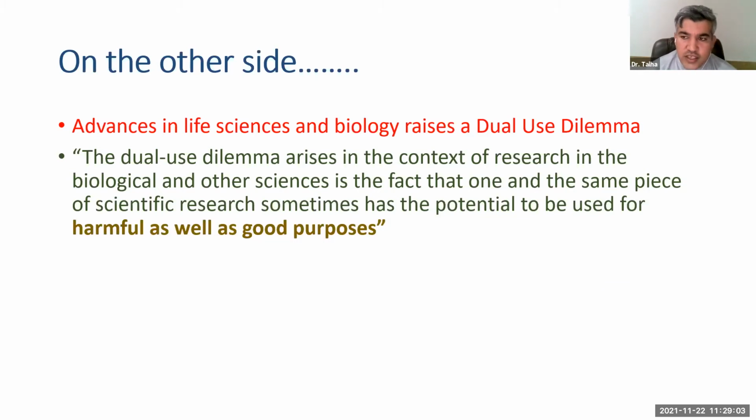But on the other side of the application, what is actually our main focus is the dual side of biology, or the dual side of the advances in health sciences and biology, which raises a dual use dilemma. What is the dual use dilemma? It arises in the context of research in the biological and other sciences when a particular technology, process, or thing can be used for beneficial purposes, but the same can be misapplied for nefarious or criminal purposes. That's the dual use dilemma, and that's why the term was coined, and we usually refer to it as the dual use research concept.